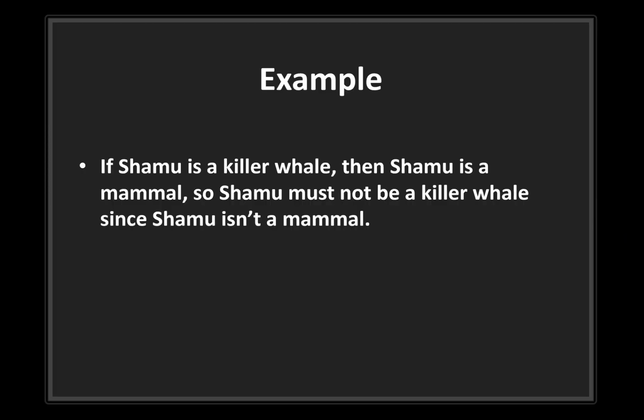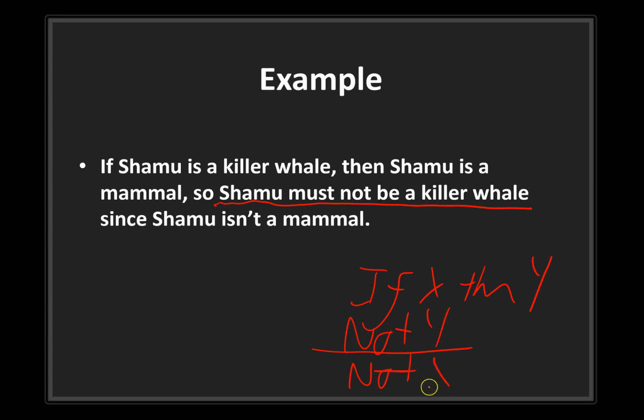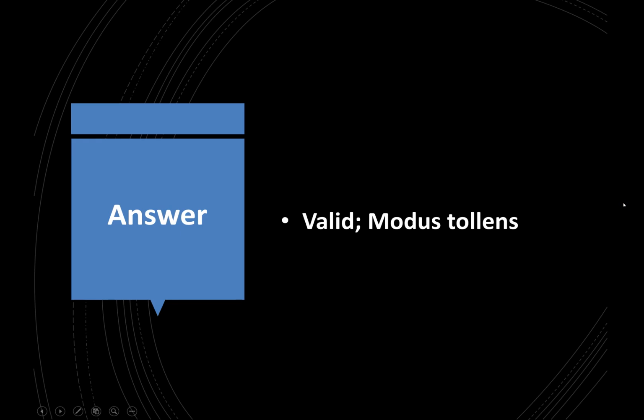Okay? If Shamu is a killer whale, then Shamu is a mammal. So, which is a conclusion indicator, Shamu must not be a killer whale since Shamu isn't a mammal. Okay? So here, that's your conclusion, right? So let's go, if X, then Y, right? Not Y, therefore not X, valid form, modus tollens.